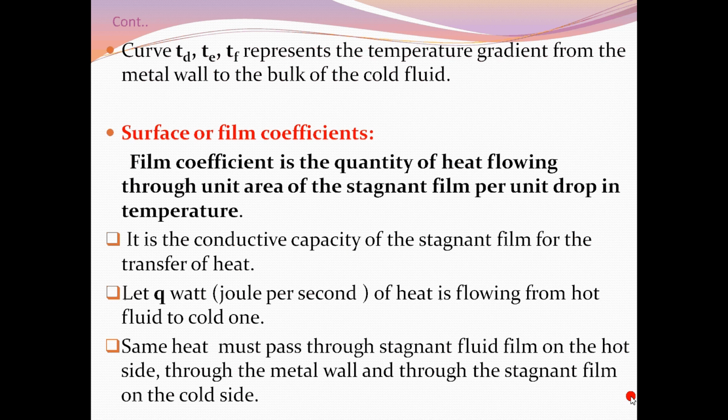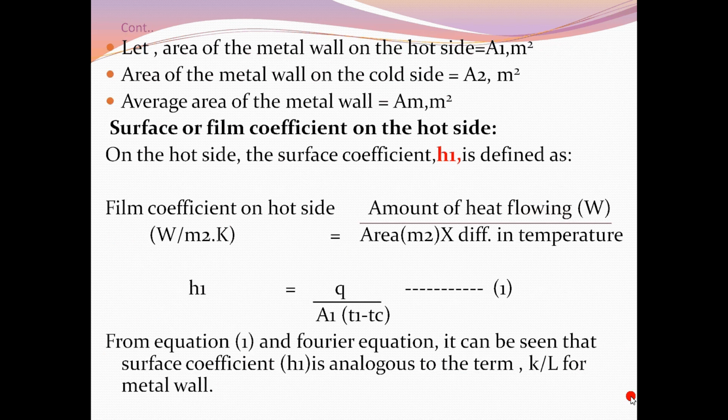We know that heat transfer is always flowing from the higher temperature to the lower temperature. Therefore, the amount of heat Q flowing from the hot fluid to the cold fluid must pass through the stagnant film from the hot fluid side, through this metal wall and again through the stagnant film on the cold fluid side. Now let the area of the metal wall on the hot side be A1, on the cold side A2, and the average area of the metal wall AM.